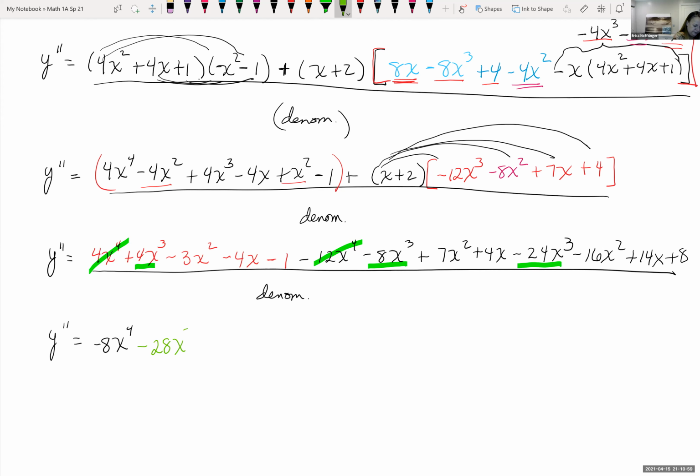Looking for my squares. Negative 3x squared plus 7x squared, that's 4x squared. 4x squared minus 16x squared, that's negative 12x squared. Looking at any terms with just x, I got a negative 4x plus a 4x. Those cancel, plus 14x. And then we have negative 1 plus 8, which is plus 7.